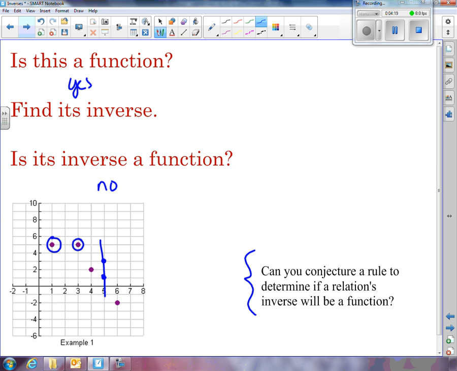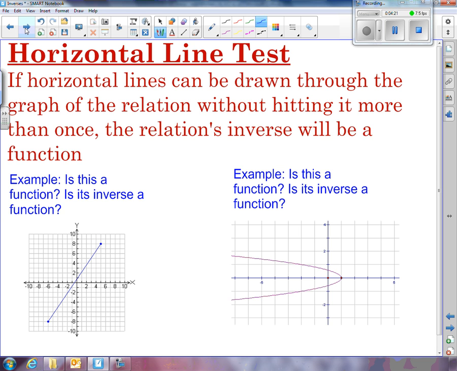So hopefully you'll be able to say that the horizontal line test is really what we're going to use to test whether or not a function's inverse will be a function. The rule says if horizontal lines are drawn through the graph of a relation without hitting it more than once, then the relation's inverse will be a function.